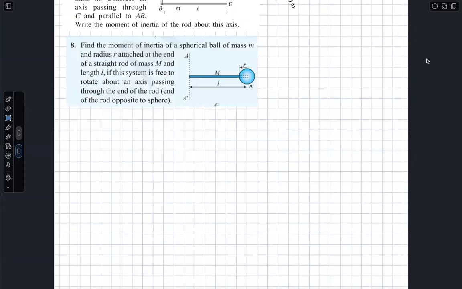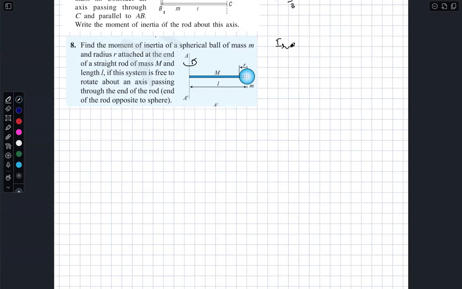Find the moment of inertia of a spherical ball of mass m and radius r attached at the end of a straight rod of mass capital M and length L. If this system is free to rotate about an axis passing through the end of the rod, opposite to the ball.